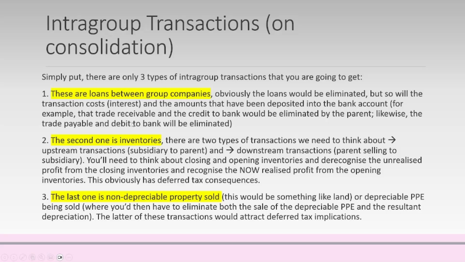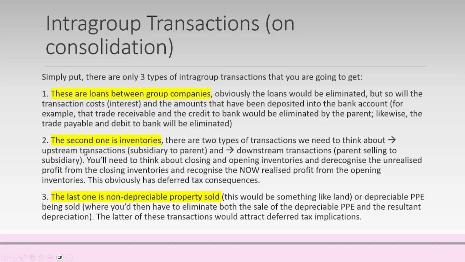Now, for the next video, there are 3 types of intragroup transactions that I'm going to cover. The first one would be loans between group companies. Loans would be eliminated, but also remember that transaction costs will be eliminated, that trade receivable or the credit to bank will be eliminated by the parent, and the trade payable or the debit to bank will be eliminated by the subsidiary.